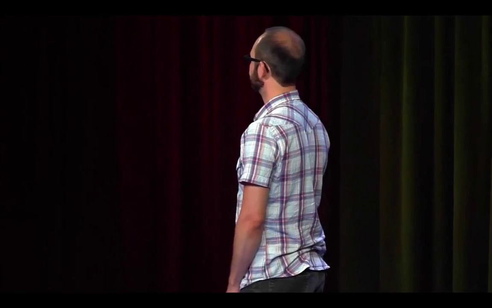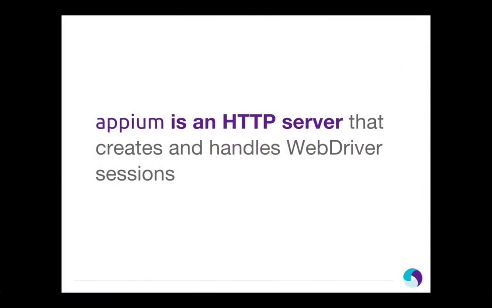Now I want to talk a little bit about what Appium looks like under the hood. So what does a mobile automation framework that adheres to this philosophy actually look like? How does it work? Well, it's basically a web server that creates and handles specifically WebDriver sessions. So at this point, it's basically exactly like a Selenium server. It receives requests from client libraries, which speak JSON over HTTP, and then it handles those requests in different ways depending on the platform that you're looking at.